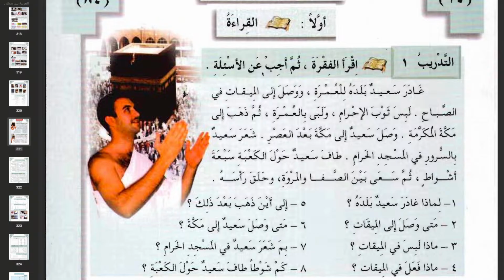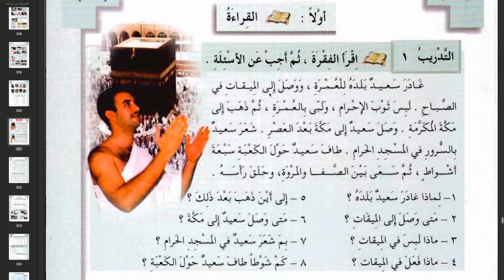So let's go through the passage. غادر سعيد بلده للعمرة. What's the meaning of that? سعيد. غادر means departed. Right? غادر سعيد, Saeed departed. بلده, his city or his country. للعمرة, for عمرة.